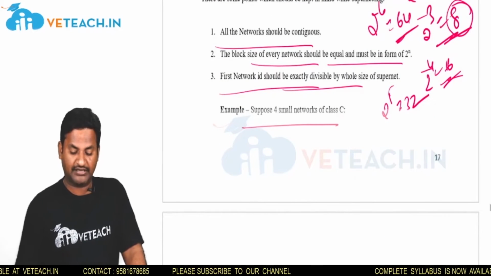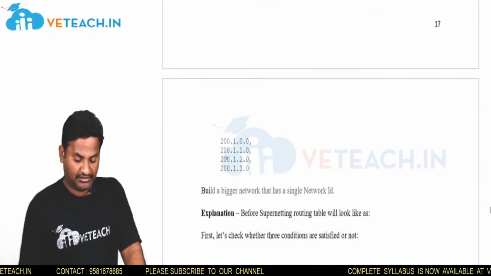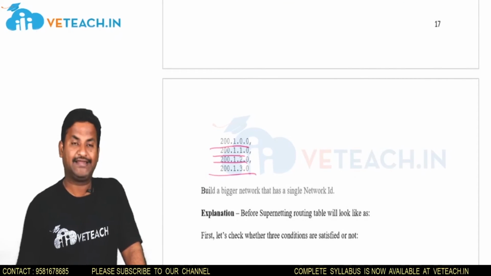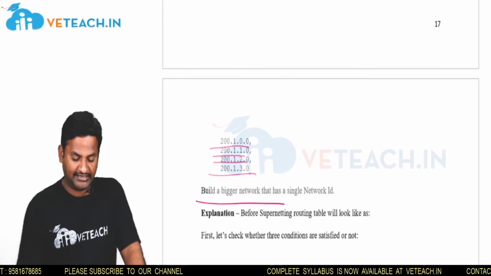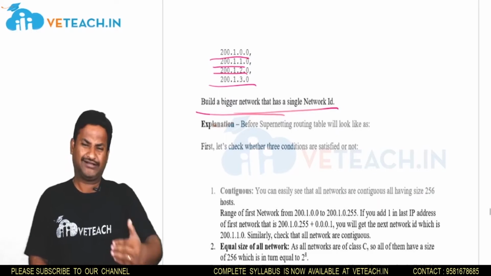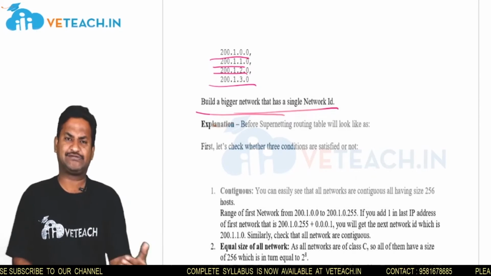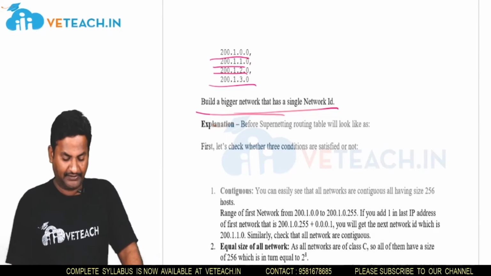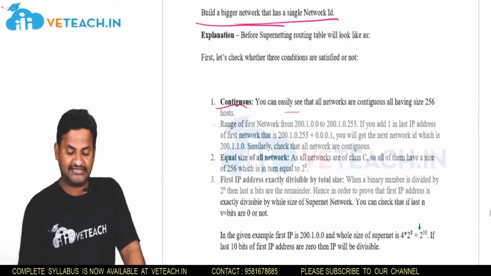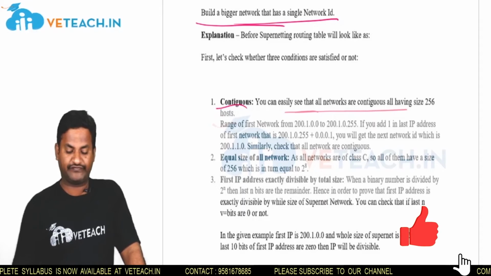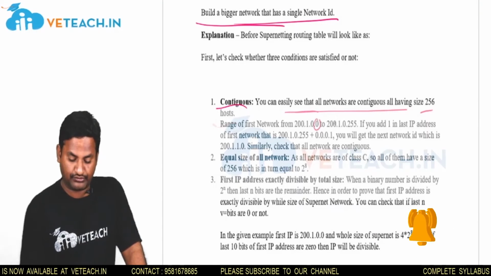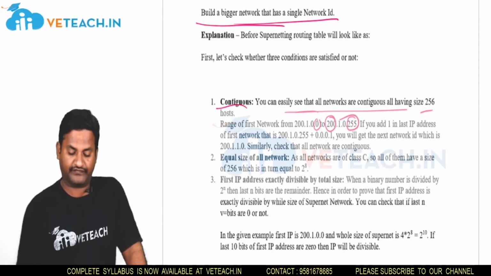Suppose there are 4 small networks of class C, how are these connected? 201.0, 201.1, 201.2, 201.3. By combining them, we build a bigger network that has a single network ID. So before supernetting, how will the control happen, and who is responsible for the supernetting? There are some conditions. First one, contiguous. You can easily see that all the networks are contiguous, having 256 hosts.